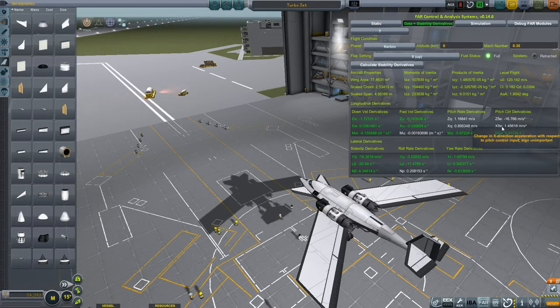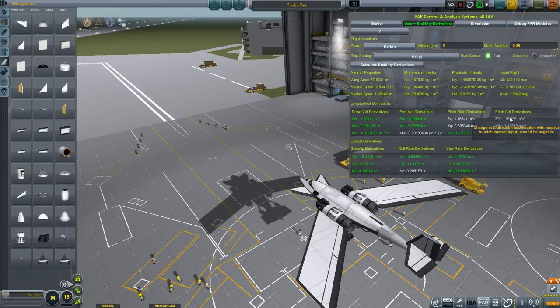X delta E is basically the amount of drag your pitch surfaces induce. You want that to be a very small number. And this is how much you actually go up due to pitching.